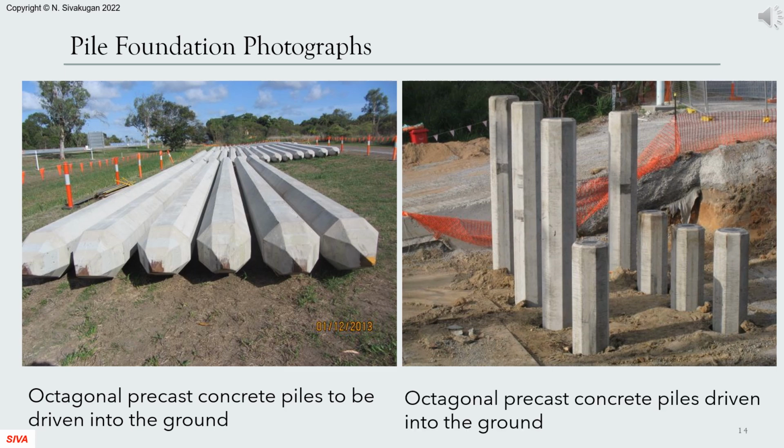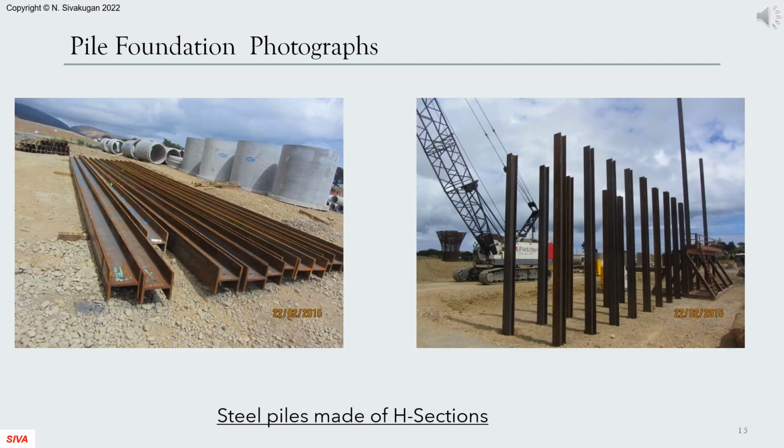The photograph on the left shows some octagonal precast concrete piles ready for driving. The bottom ends are pointed to facilitate driving. The photograph on the right shows the same piles driven into the ground, forming a pile group to carry an overhead bridge. Here are some steel piles in the form of H-sections that have been driven into the ground.